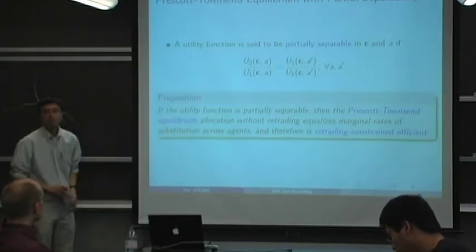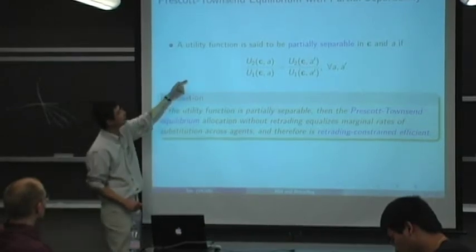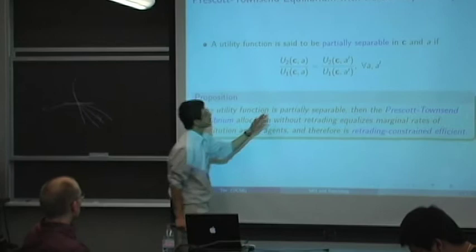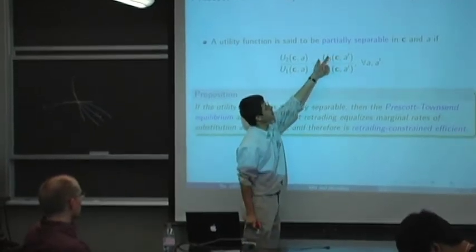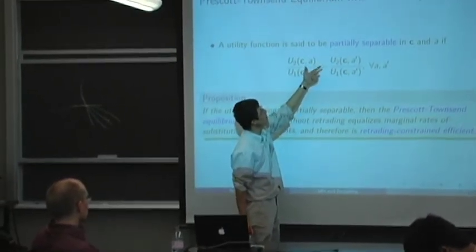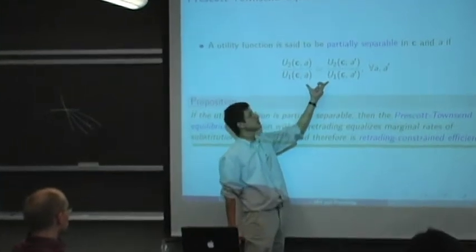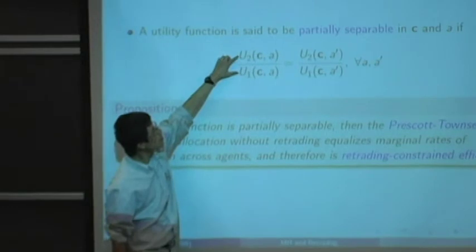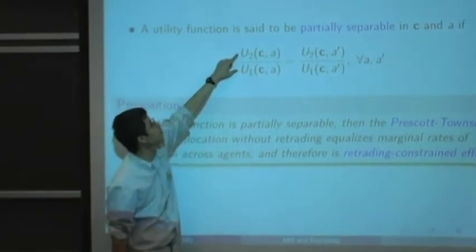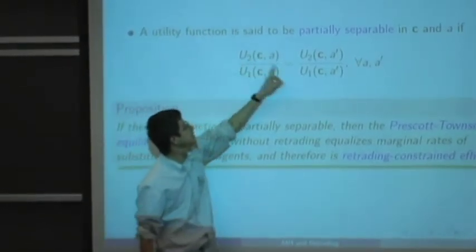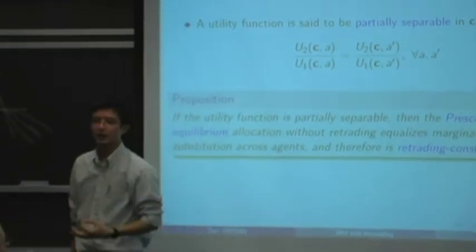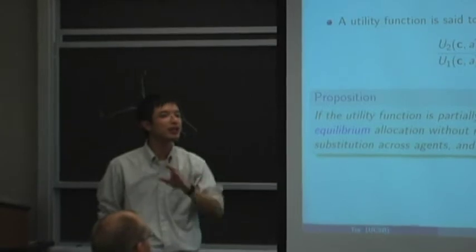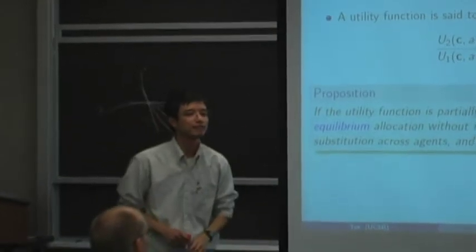But then we show that this is similar to what Acemoglu and Simsek have. Let's assume that the preferences are partially separable, which means this one. That means the marginal rate of substitution of good 1 versus good 2 is the same regardless of action. So even if you take high action or low action, your marginal rate of substitution is the same.